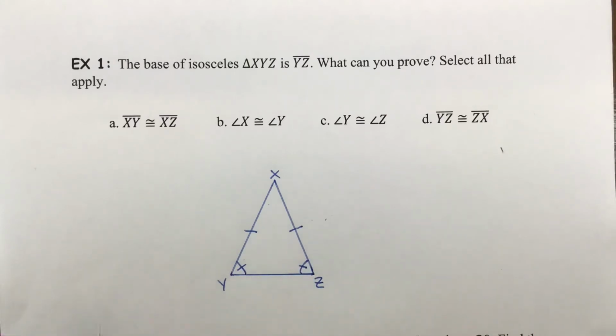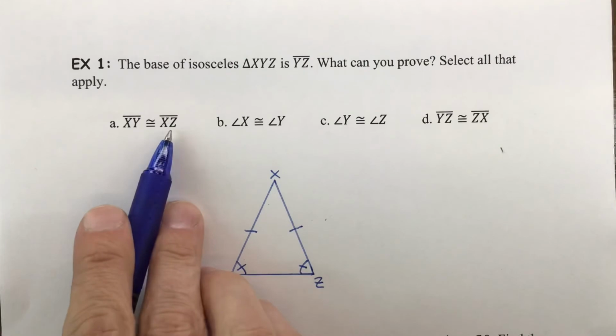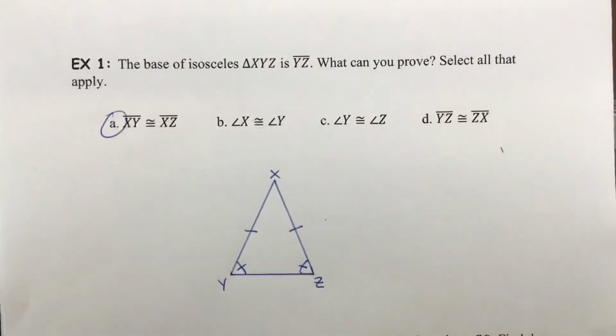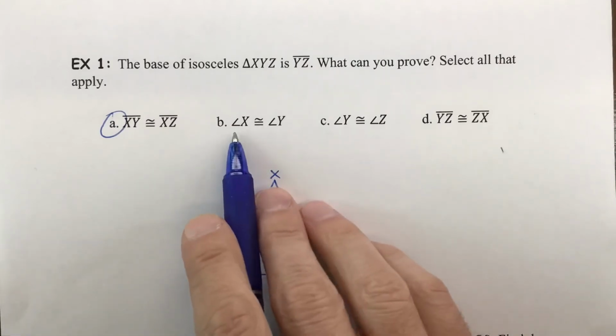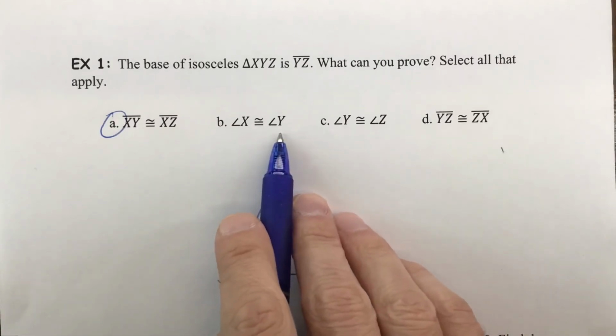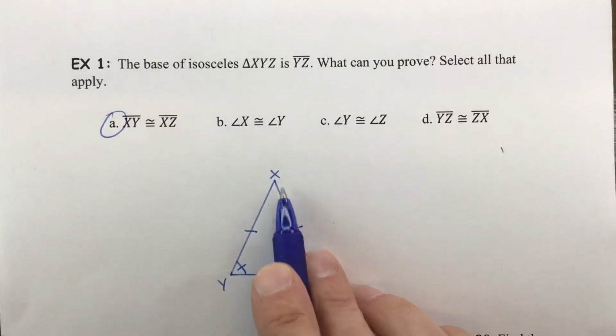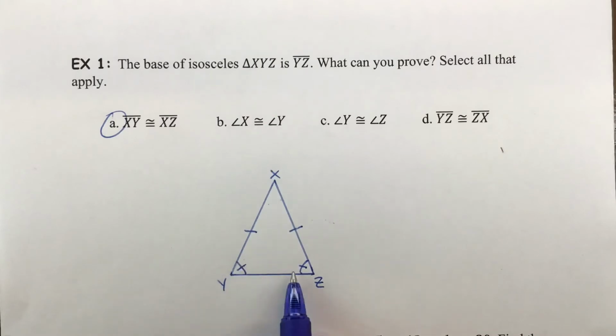So let's see what we have. A, XY is congruent to XZ. Yep, those would be the leg lengths, so that would be true. We could prove that. That's pretty much the definition. B, angle X is congruent to angle Y. Can't prove that one. X is going to be the vertex angle. Angle Y is going to be one of the base angles, so we don't know if those are actually congruent. They could be, but we don't know that.